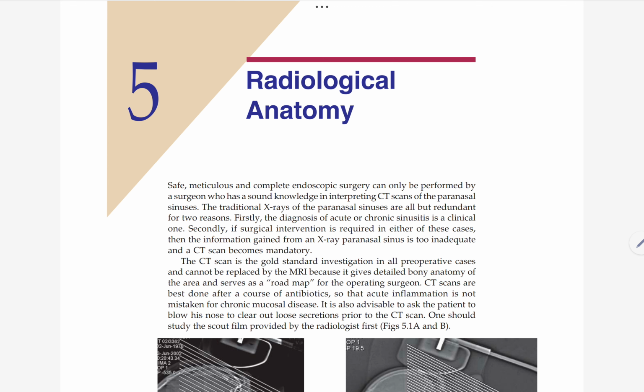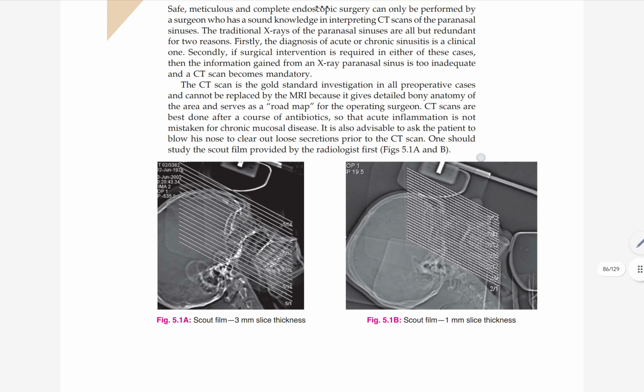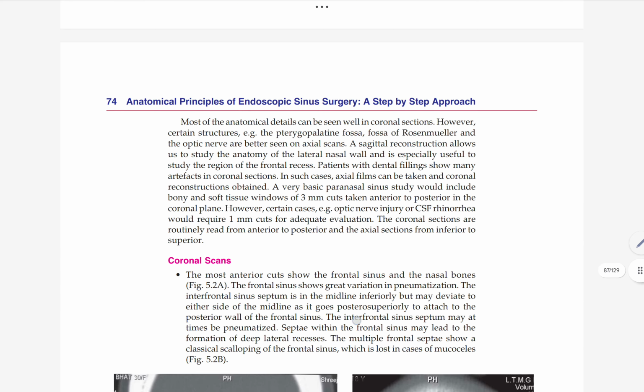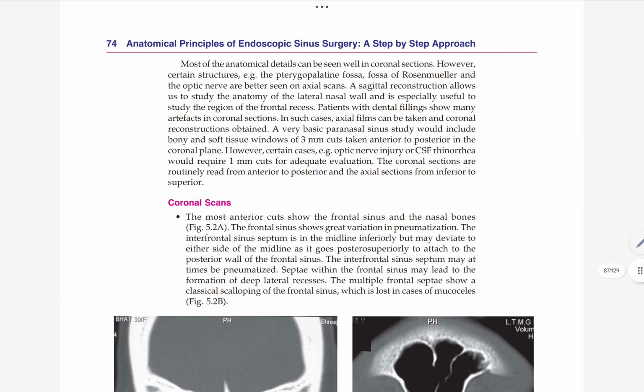One should study the scout films provided by the radiologist first. Scout film, 3 mm slice thickness. Scout film, 1 mm slice thickness. Most of the anatomical details can be seen well in coronal sections. However, certain structures, for example the pterygopalatine fossa of Rosenmuller and the optic nerve, are better seen on axial scans.